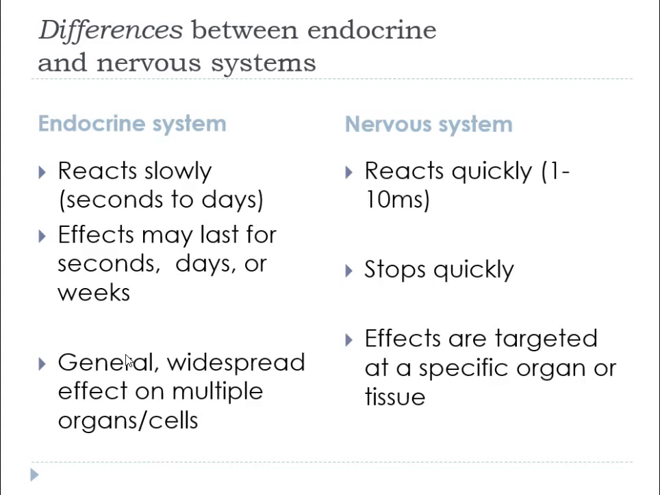With the endocrine system, it reacts slowly. It could take days, or just a small amount of time, but it takes a while. It's got to go from that pituitary gland to those organs. It affects many targets, could last seconds, days, or weeks, and it's generally widespread. So it could go to one cell, or it could go to organs.